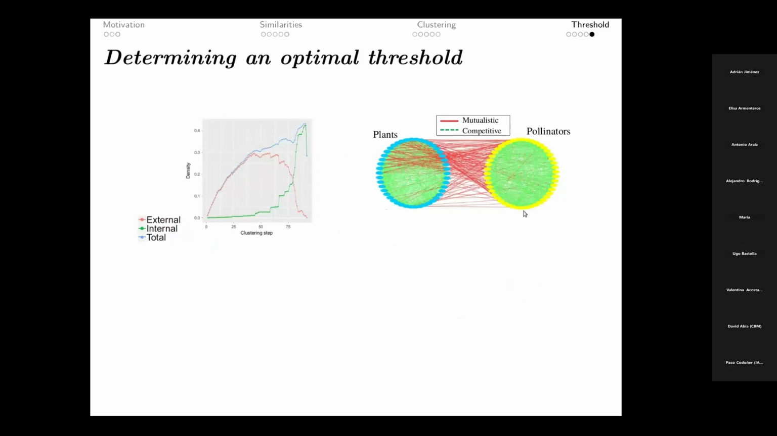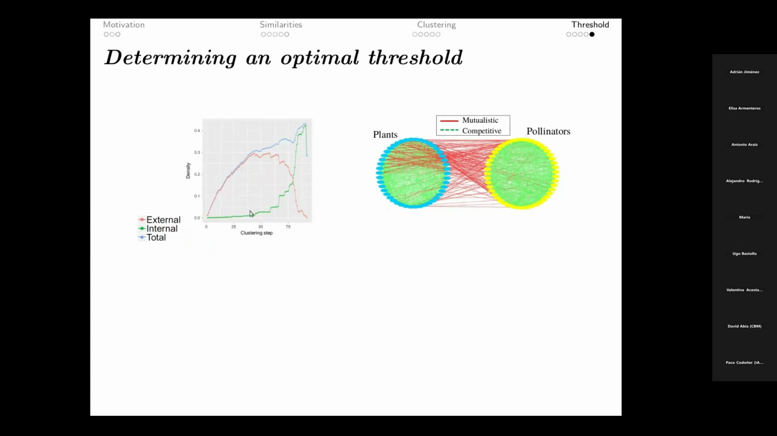Why? This is one example. Here, I'm considering one network in which I have, on the one hand, plants which are very densely connected between them with competitive interactions. The same happens with pollinators. They are very densely connected because all of them are competing against all. But then plants and pollinators cooperate. Right? There are mutualistic interactions.